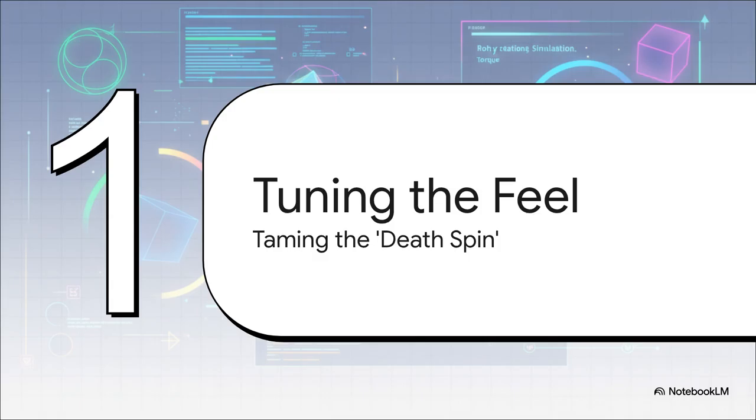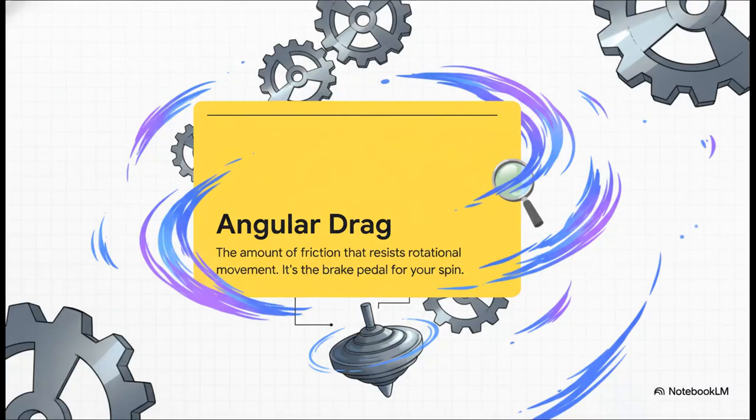This next step is all about taming that force and tuning the perfect, responsive feel. So what's our brake pedal? Thankfully, Unity has one built right in. If you select your character and look at the rigid body 2D component in the inspector, you'll find a property called angular drag. This is literally rotational friction. Just like regular drag slows down forward movement, angular drag slows down spinning.